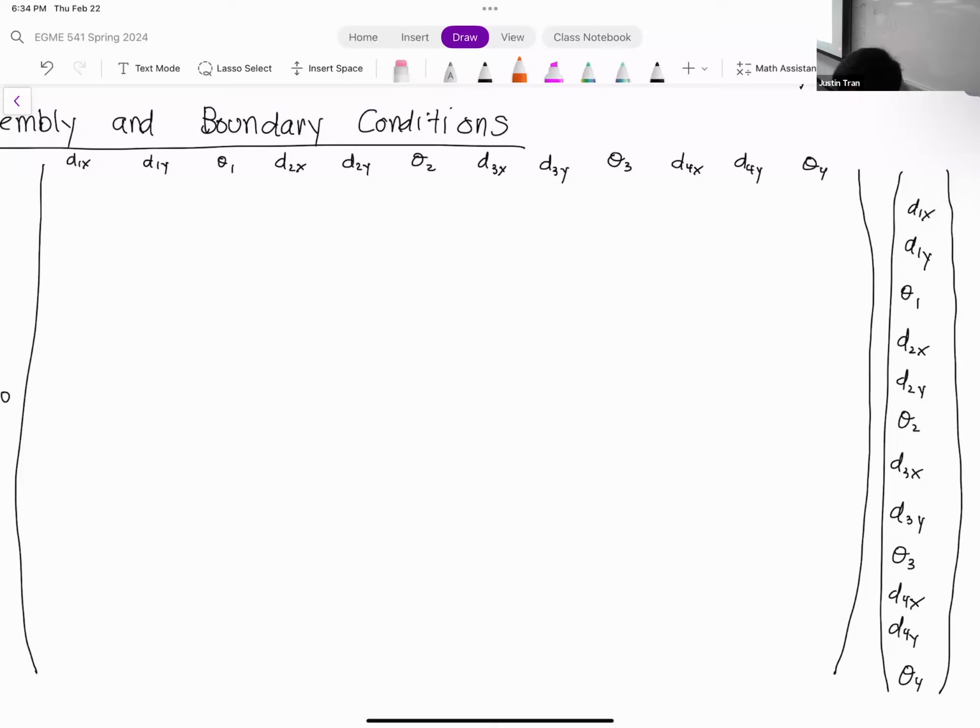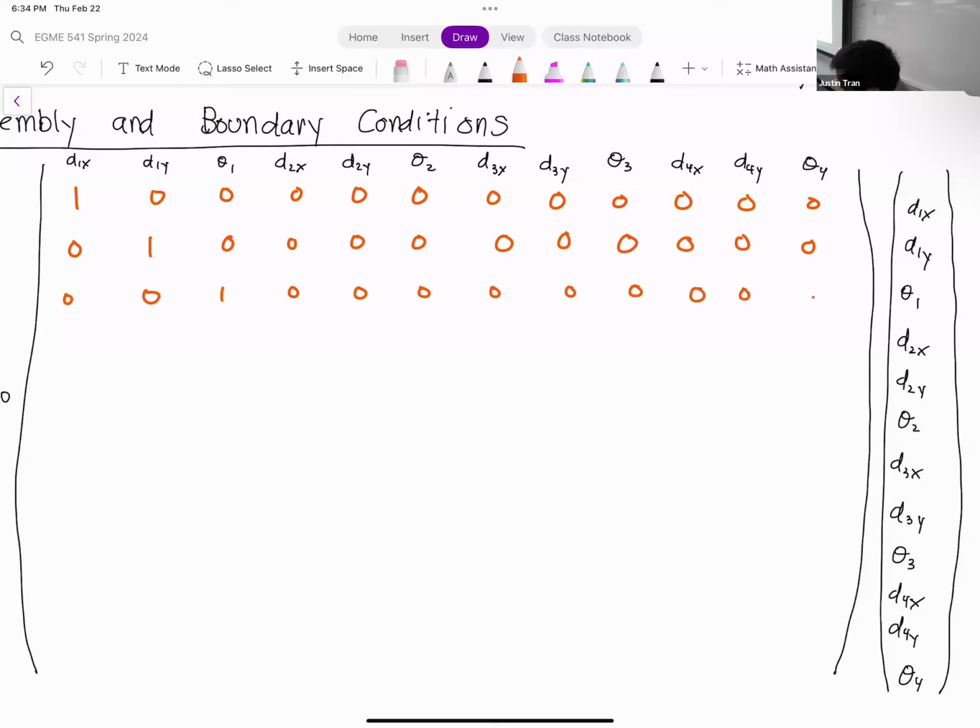so that's all 3 degrees of freedom for node 1. Okay, so that's going to be 1, 0, 0, 0, 0, 0, 0, 0, 0, 0, and 0, 1, 0, 0, 0, 0, 0, 1, 0, 0, 0, 0. All right, so since we know already that the first three rows are going to be basically canceled out because of the boundary condition, let's just save ourselves some trouble and just put that in.